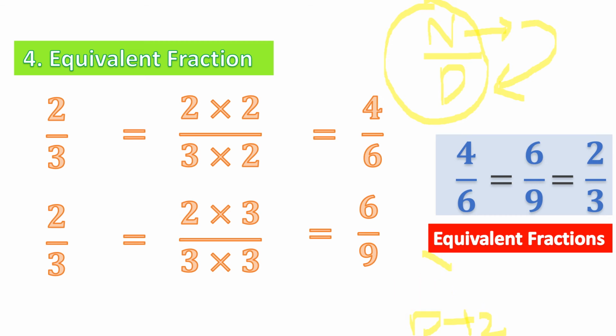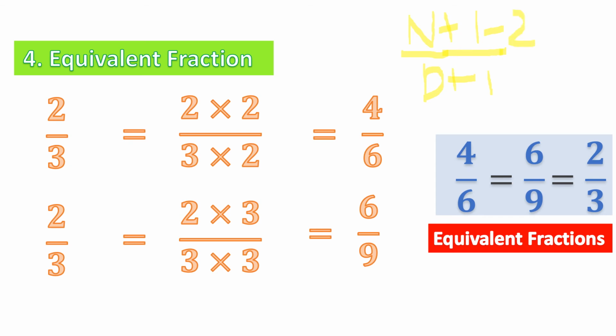Okay, and if you subtract a number in the numerator, you have to subtract that number in the denominator also. Whatever you do to the numerator, you have to do to the denominator also. If you add a number, you have to add it to the denominator also. That is, if you add 1 to the numerator, definitely you have to add it to the denominator also. If you subtract a number, suppose you subtract 2, then you have to subtract it from the denominator also.